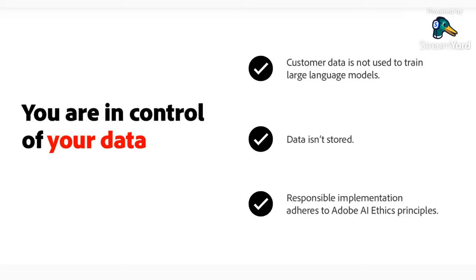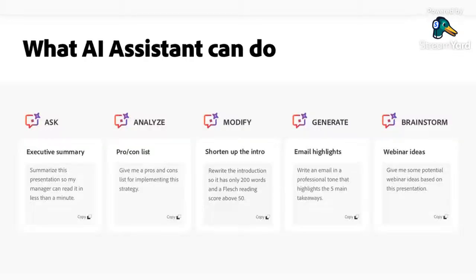Okay? You are in control of your data. As I said previously, the customer data is not being used. That's one of the ethical ways that we use AI inside of Adobe. It's not used to train any large language model. Your data isn't stored in any repository or any cloud service. Adobe is responsible for the implementation that adheres to the AI ethics principles. That's one of the key things that you can take advantage of using Acrobat AI Assistant.